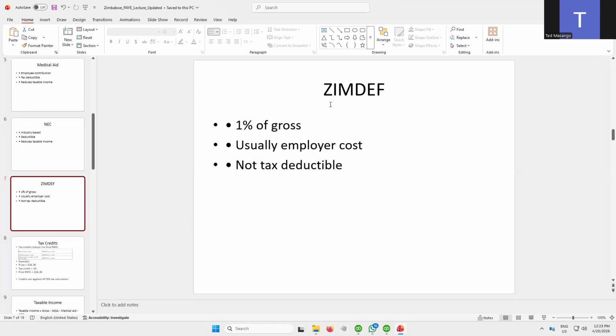Normally, it's said to be employer cost. It could be employer cost. If it is employer cost, it means you're not deducting this from the employee. Normally, it's paid by the employer. So ZIMDEF is not applicable to the employee.